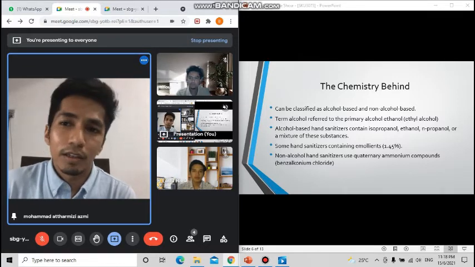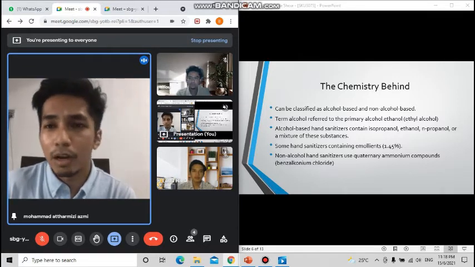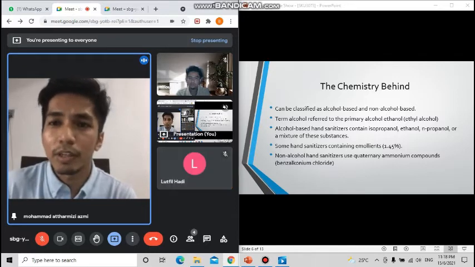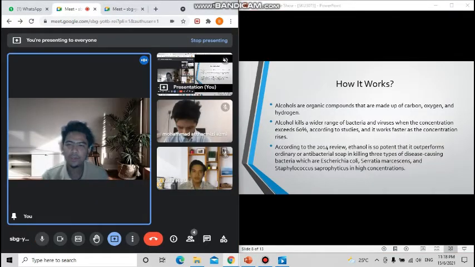Next, Brother Arif will explain how it works to fight against COVID-19. Okay, thank you to my fellow brother for the great sharing. So we proceed to how it works, which is how the hand sanitizer works to kill the virus.